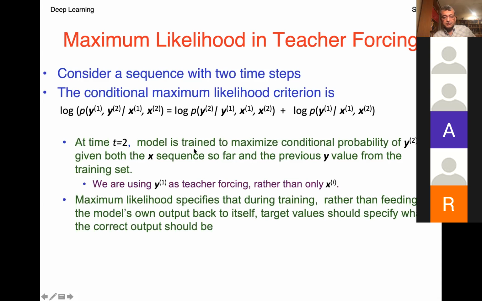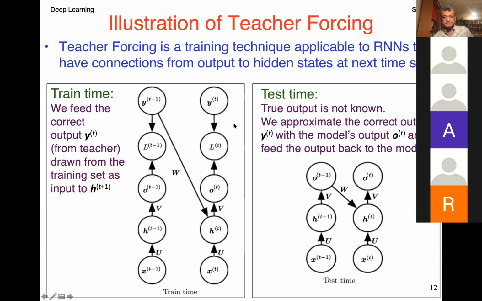At time t equal to 2, the model is trained to maximize the conditional probability of y2 given both the sequence x1 so far and the previous y values. We're using y1 as teacher forcing rather than only x1. And maximum likelihood specifies that during training, rather than feeding the model's own output back to itself, the target values are specified. So you are using the values of y1 as teacher forcing here.